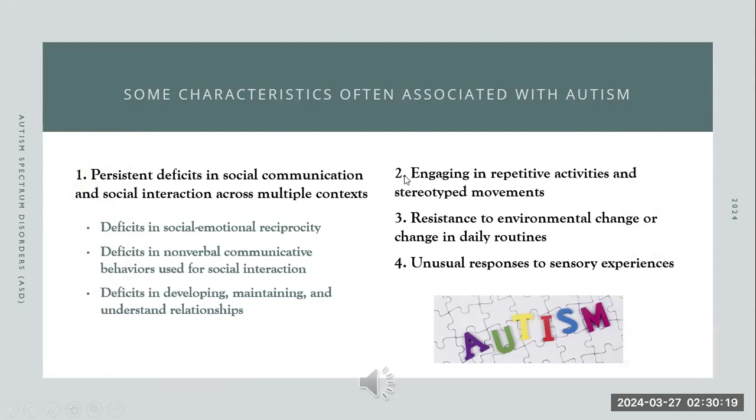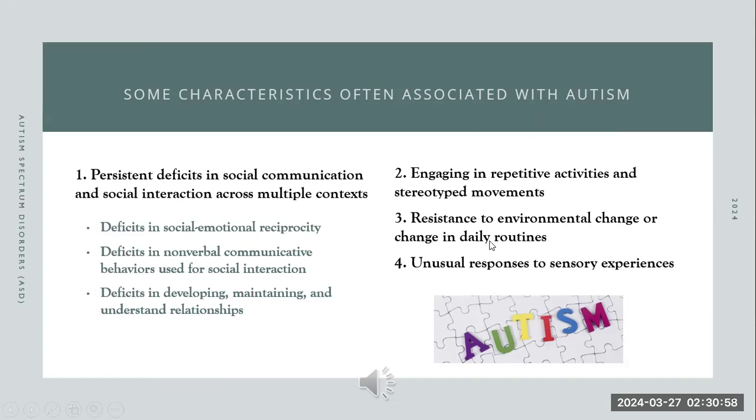Then we have the second characteristic, which is engaging in repetitive activities and stereotyped movements. And they can use certain objects or speech all the time. They can have simple motor stereotypes, lining up toys or flipping objects, echolalia, idiosyncratic phrases, and things like that. In the third one, we have resistance to environmental change or change in daily routines.